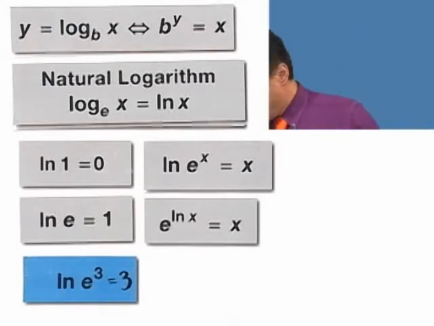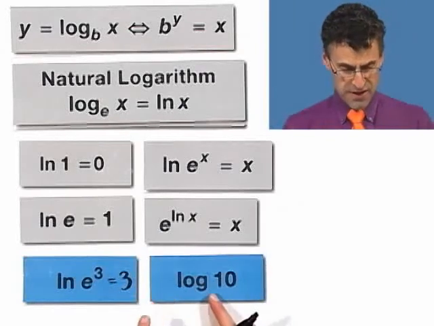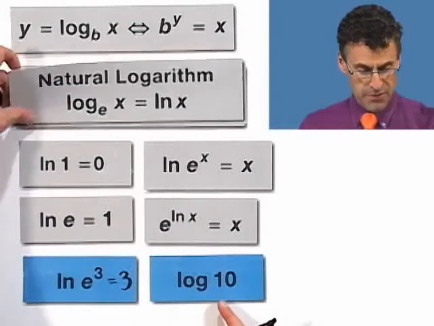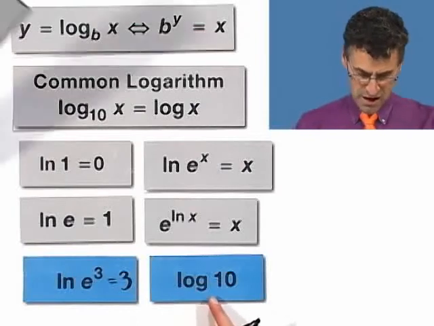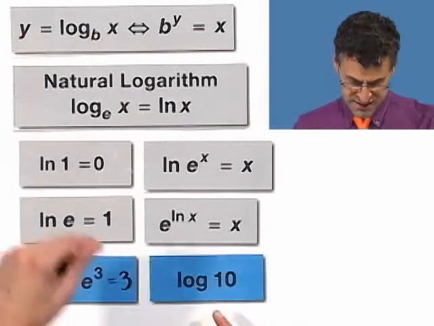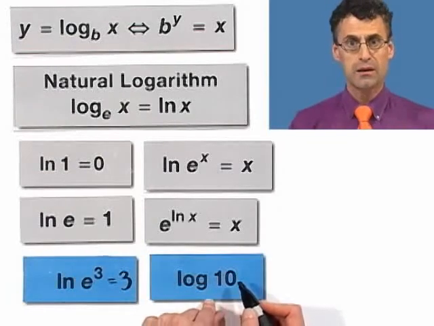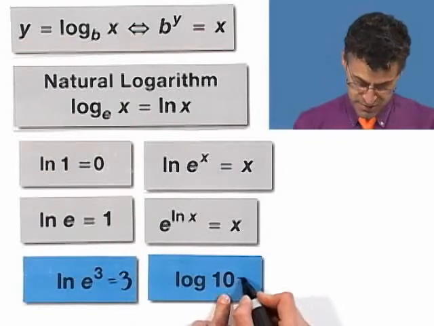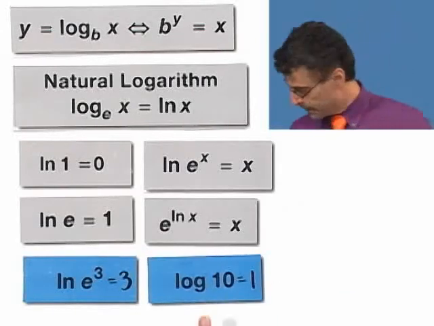How about log of 10? Well, there's nothing written underneath there, and it's not the natural log. Remember what that is? That's the common log. So there's an invisible 10 there. So that means log base 10 of 10. Well, let's think about that. 10 to what power equals 10? Well, 10 to the first power. So this must equal 1, because 10 to the first equals 10.